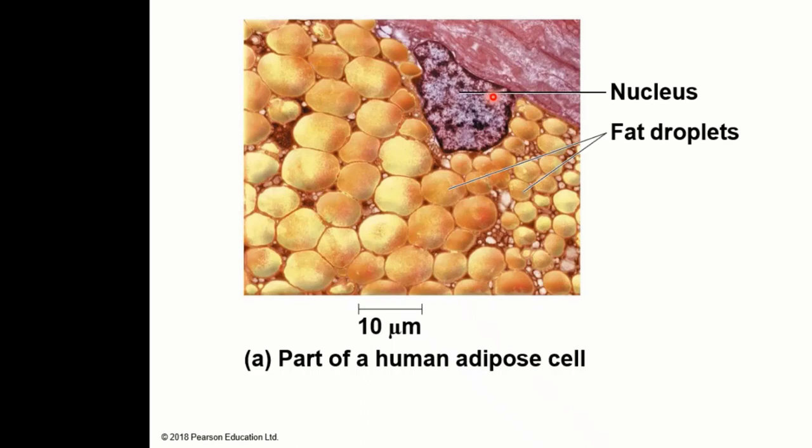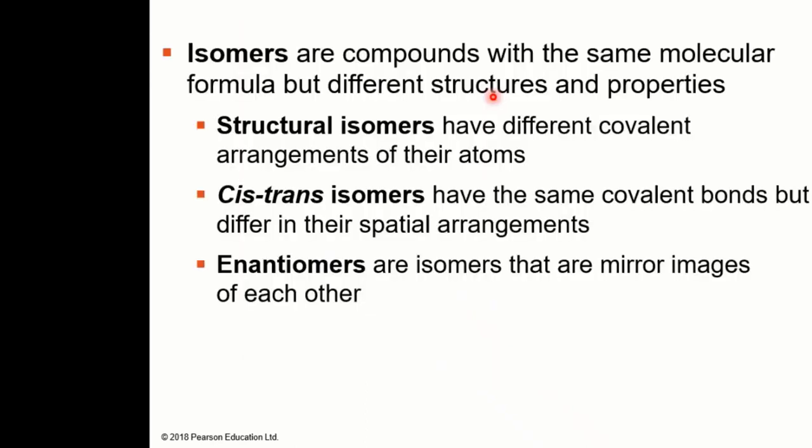Then we go forward to what we call isomers. The isomers are compounds with the same molecular formula but different structures and properties.